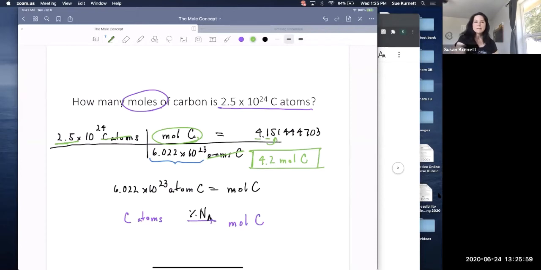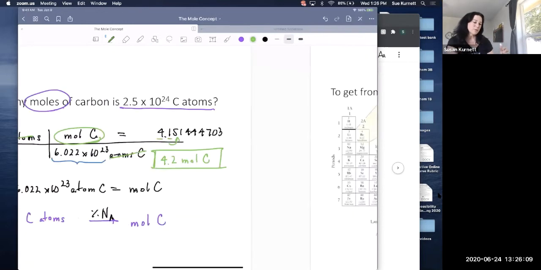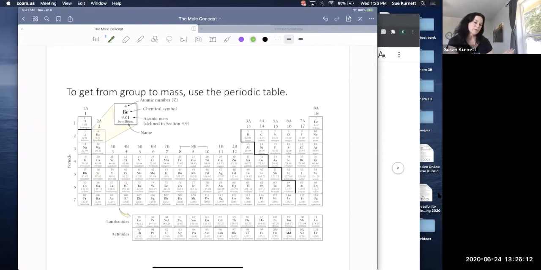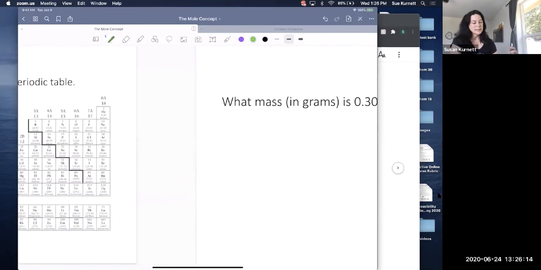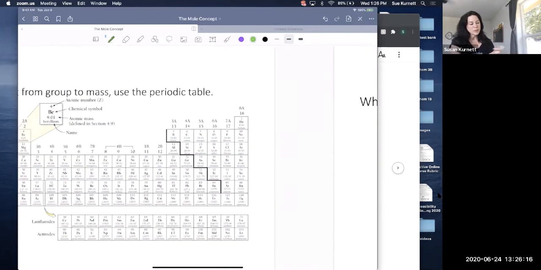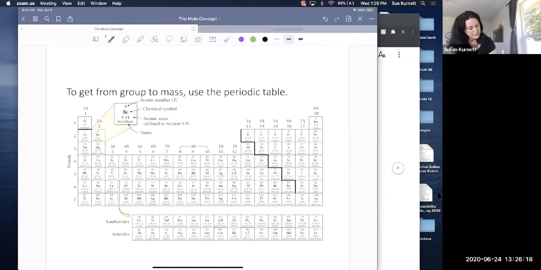Okay, so to get from the group to the particle, or from the particle to the group, we use Avogadro's number. And depending on which direction we're going, we multiply or divide. But if we want to get to mass, we have to use the periodic table. And so the next problem says, what mass in grams is 0.3 moles of gold?